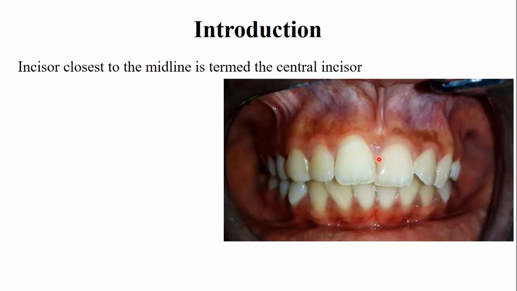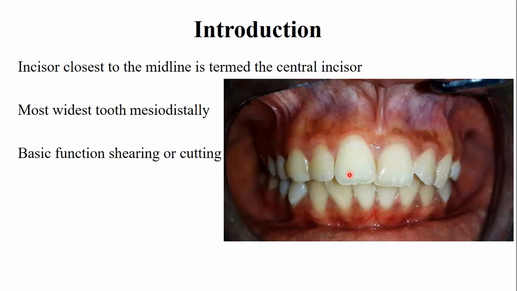In this clinical picture, the central incisors are among the anterior teeth, meaning from canine to canine, and the same in the lower arch from canine to canine. These teeth are the widest mesiodistally. Mesiodistally, these teeth are the widest among all the anterior teeth. Together with the other incisors, these teeth have a basic function of shearing and cutting of food. Now, from the labial aspect, what are the key identification features, or what are the important features of these teeth?